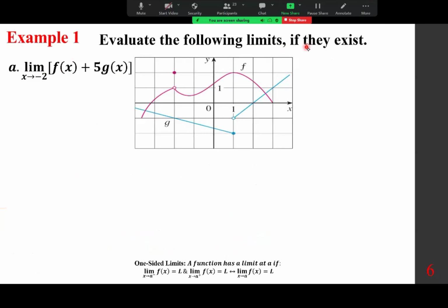Evaluate the following limits, if they exist. We are given a graph, and reminding everybody that the limit exists if both one-sided limits are the same. Part A: the limit of f of x plus 5 g of x as x approaches negative 2. Using the limit laws, we make up 2 pieces: the limit of f of x as x approaches minus 2, plus 5 times the limit of g of x as x approaches minus 2.